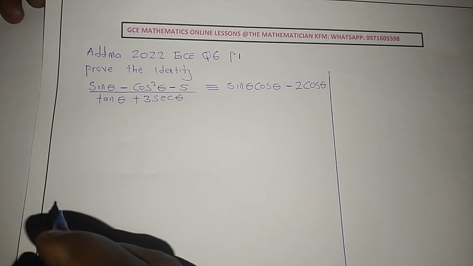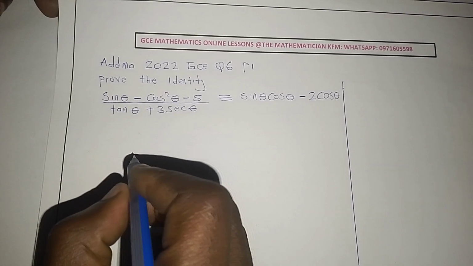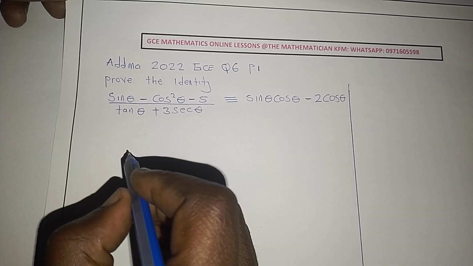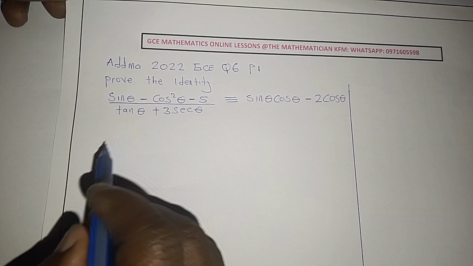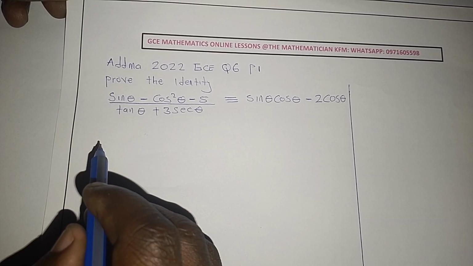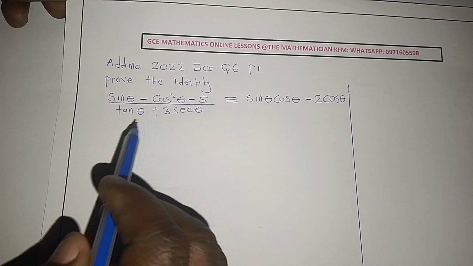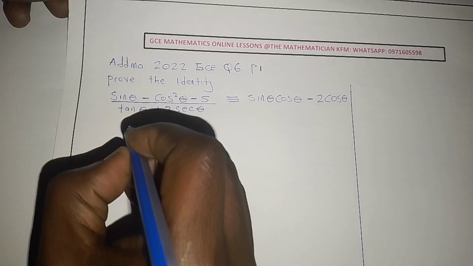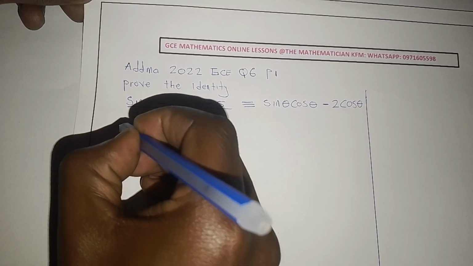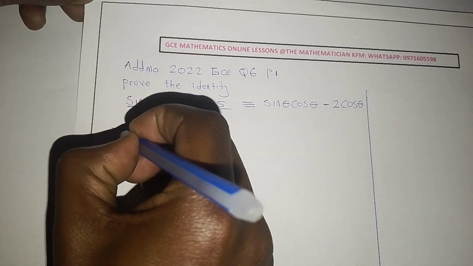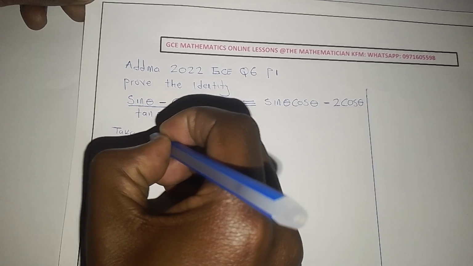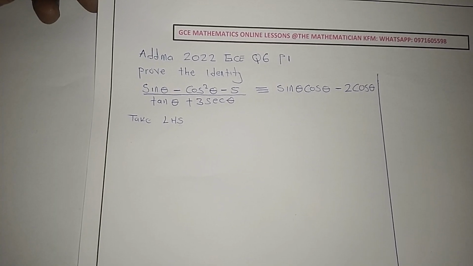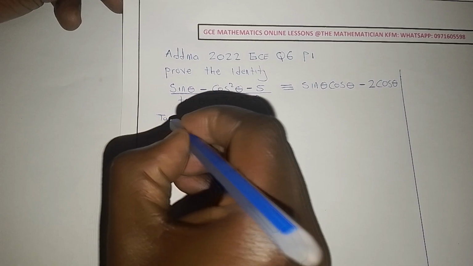When proving an identity, it is very important to identify the complicated side. As you can see, the left-hand side is the most complicated, so we take the left-hand side. What is the left-hand side?